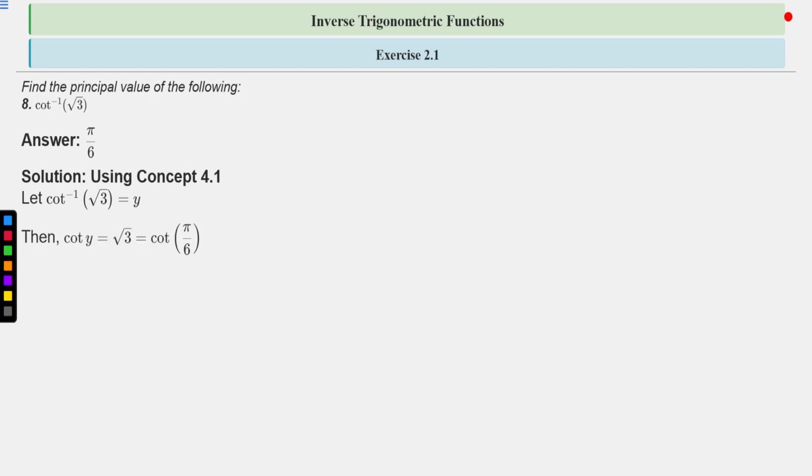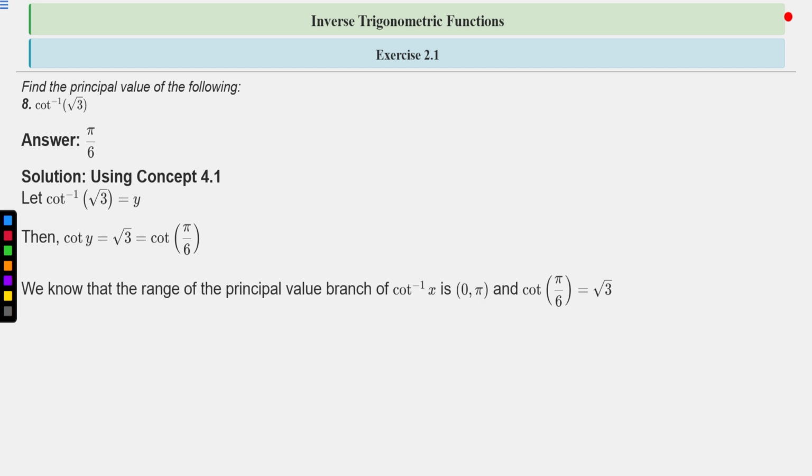Then cot y will be equal to root 3. And root 3 we can write as cot of pi by 6, because we know that the value of cot of pi by 6 is root 3, right? Now we know that the range of the principal value branch of cot inverse is 0 to pi, and cot of pi by 6 is root 3, right?